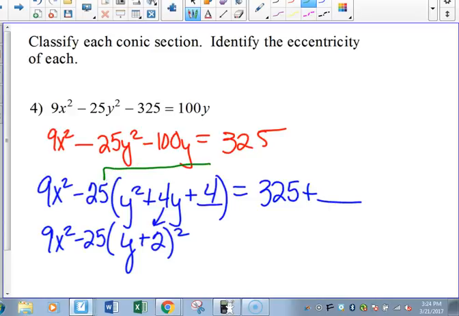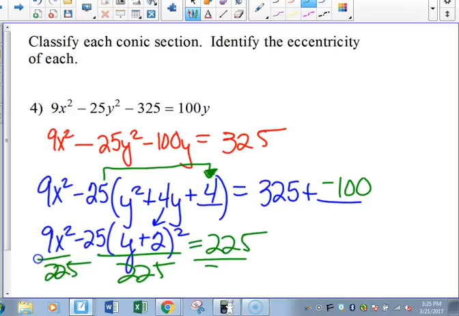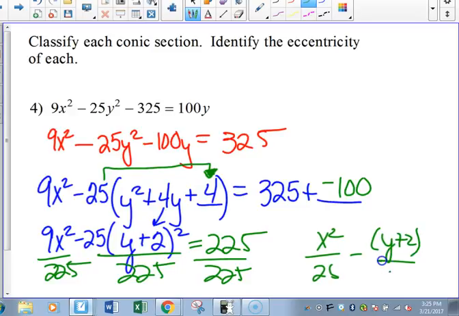What goes to the other side, though? This is the part that blows my mind that you're still not getting this. -25 times 4 goes over here. So then we have 225. We divide everything by 225. So that we have x squared over 25 minus y plus 2 squared over 9 equals 1.